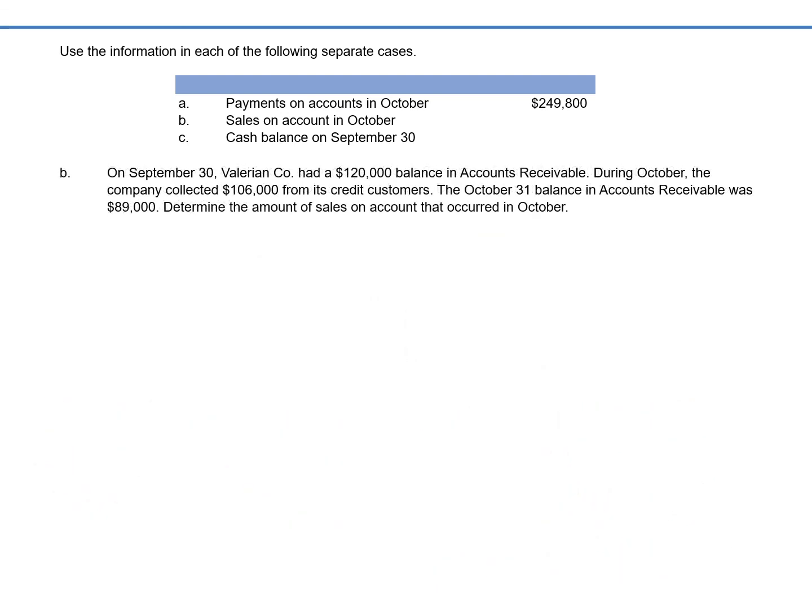So in part B, Valerian Company had a $120,000 balance in accounts receivable. Receivable is one of those key words that indicates it's an asset account, right? During October, the company collected $106,000 from its credit customers. And on October 31st, the balance in accounts receivable was $89,000. So determine the amount of sales on account that occurred in October.